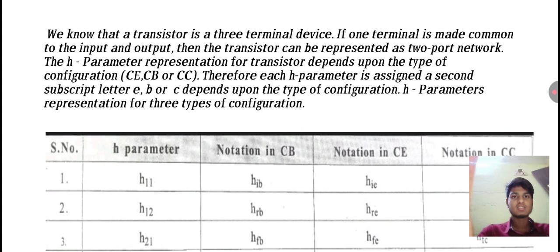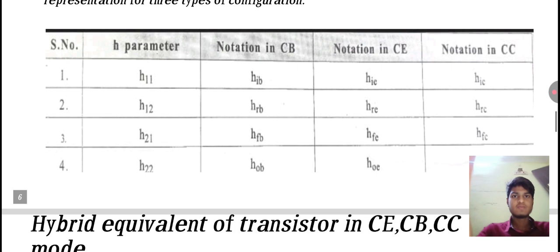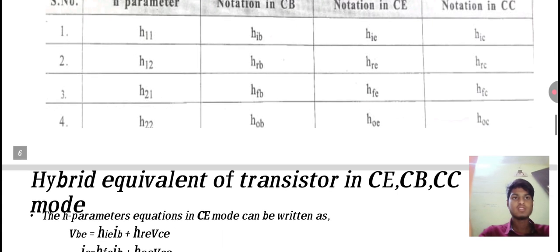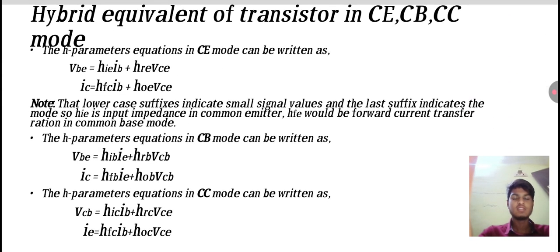H parameter representation for three types of configurations. The H parameters H11, H12, H21 and H22 have notations in CE, CB and CC as shown in this table. Hybrid equivalent of a transistor in CE, CB, CC mode.